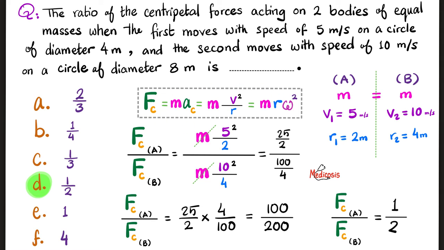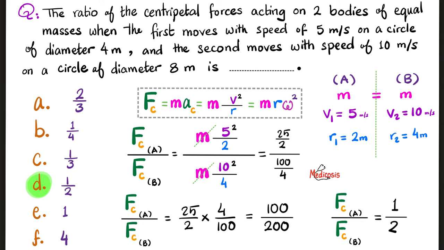First, you write everything that we know about the first body. Let's call it A. It has the same mass as body B, so let's call this M. What's the velocity for the first? 5 meters per second. And what's the diameter? 4 meters. So the radius is what? 2 meters, half of that. And for B, we know V2 is about 10 meters per second. And what's the radius? Well, if the diameter is 8, the radius is 4.